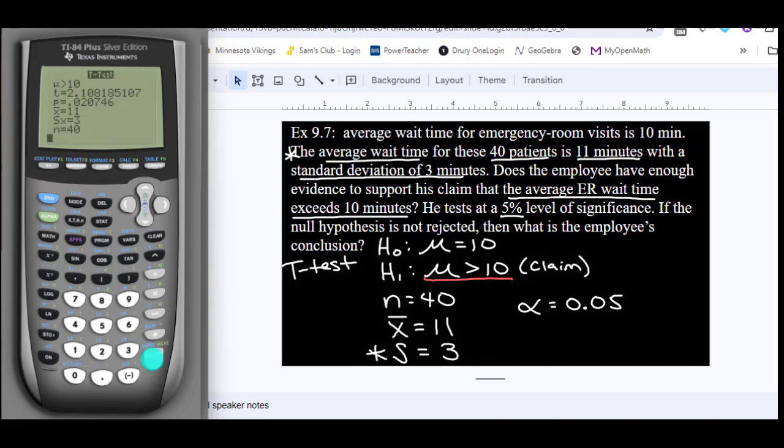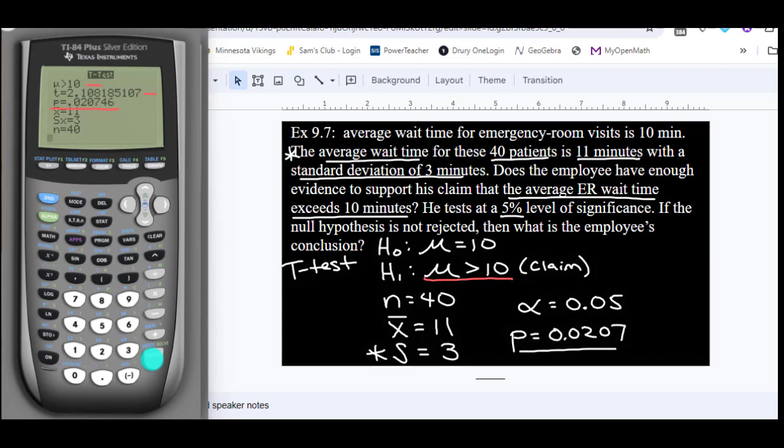And notice we get these values. So we're testing that mu is greater than 10. The t value, if you cared about it, is 2.108. Here's the one that we're going to focus on. P is equal to 0.0207. So our result is P is equal to 0.0207. And then it lists the other information that we already typed in.